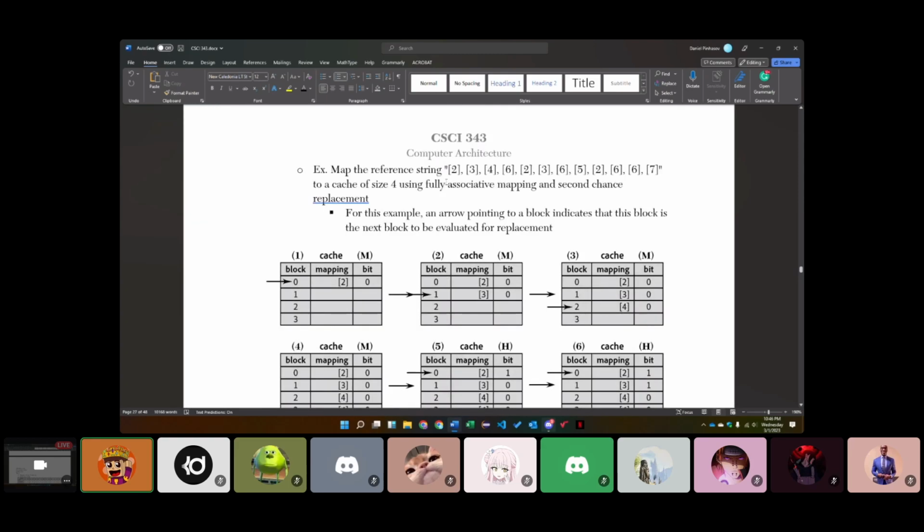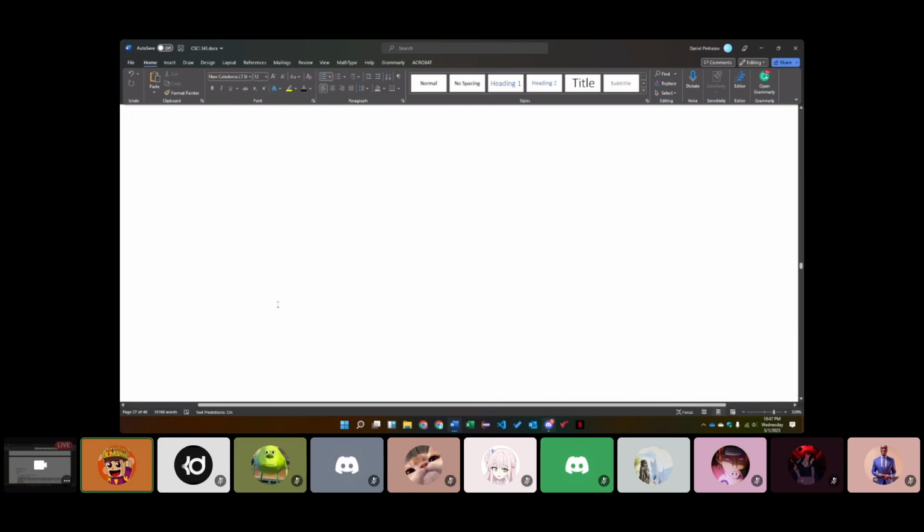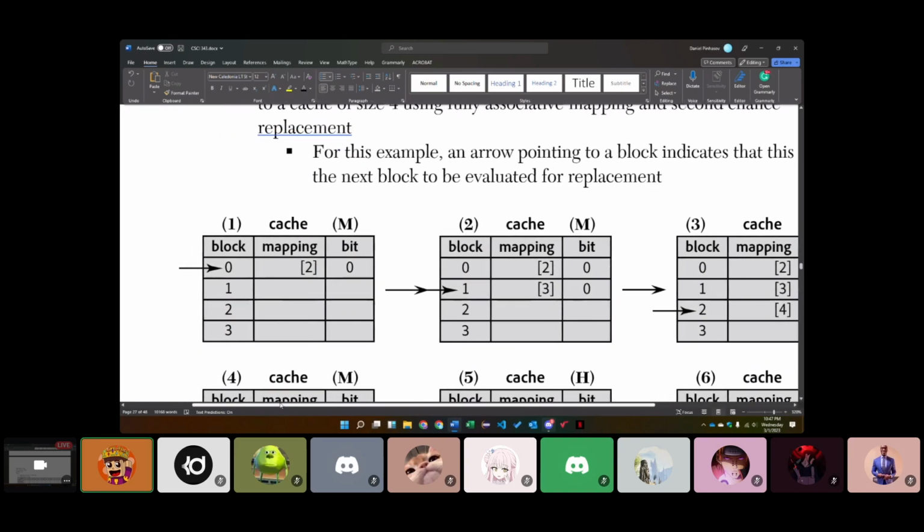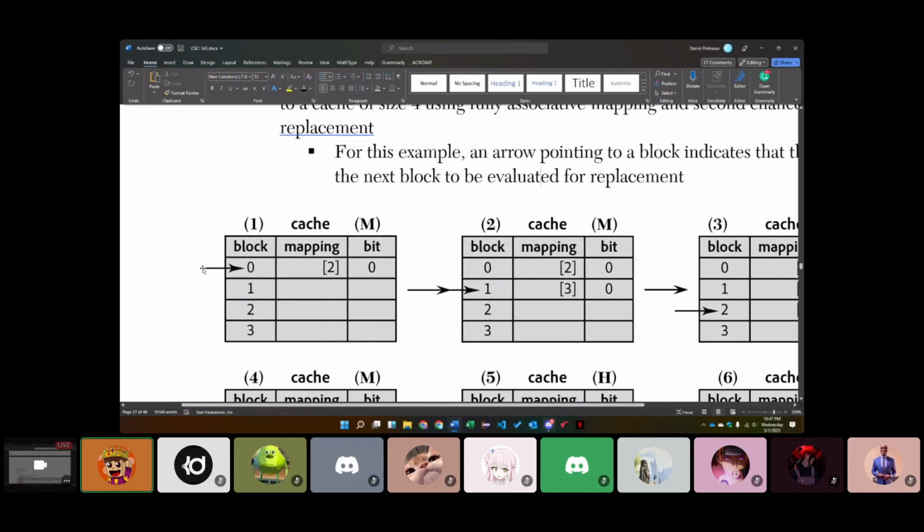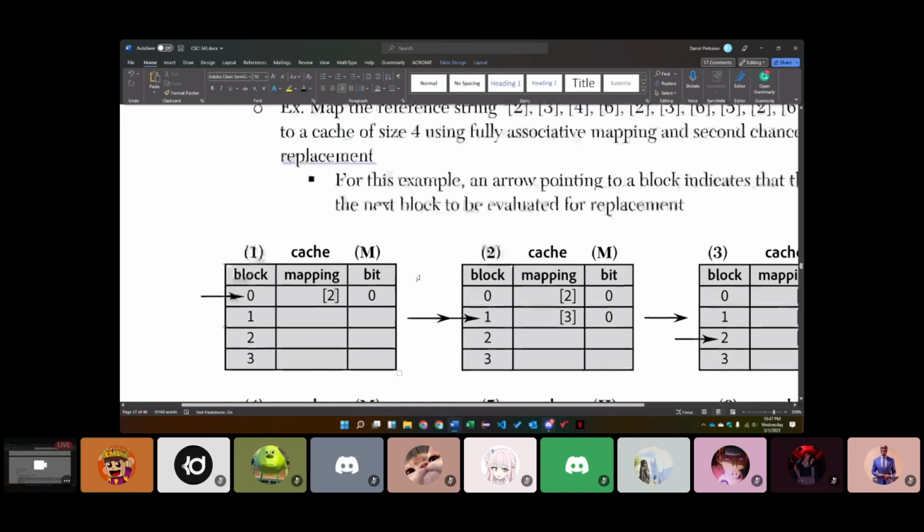I think this is a good example. So we're given this reference string, and we're mapping it with fully associative mapping, size 4, and we use second chance clock replacement. In this example, I use an arrow pointing to a block, indicating that the block is the next one to be evaluated for replacement. From the beginning, when you're only inserting elements using first come, first serve, the clock hand is in block 0. You insert the first one, which is 2.